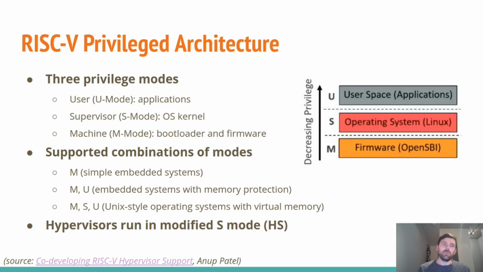So RISC-V has what's called a privileged architecture, and this is used for running a full operating system like Linux. There are 3 different privilege modes. There's machine mode or M mode where you find the bootloader and firmware. There's supervisor mode or S mode where you find the operating system kernel like Linux. And then finally there's user mode or U mode where you have the applications running. There's also a hypervisor spec that's in draft that also gives an HS mode, which is a modified S mode.